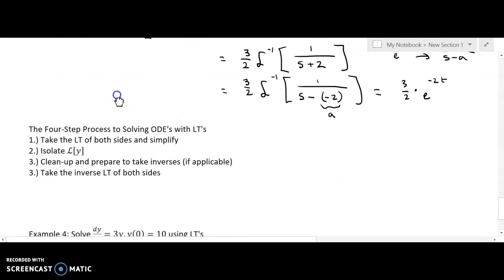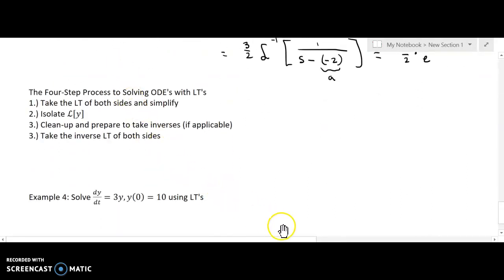Now let's go ahead and solve a differential equation. In order to do this, what we need to account for first is what the process is going to look like.